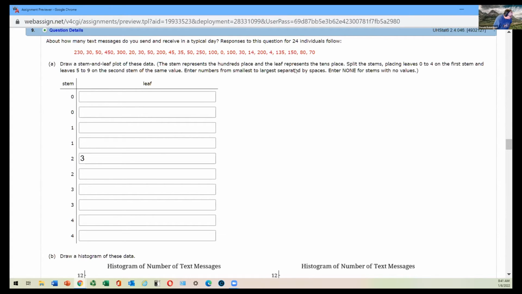Yeah, there we are, separated by spaces, right? So that's what I'm going to do. Why won't that highlight? There we go. Now, after 230, I do 30. Where does 30 go? First one. Yeah. That's what 30 looks like. And then 50. Second box.